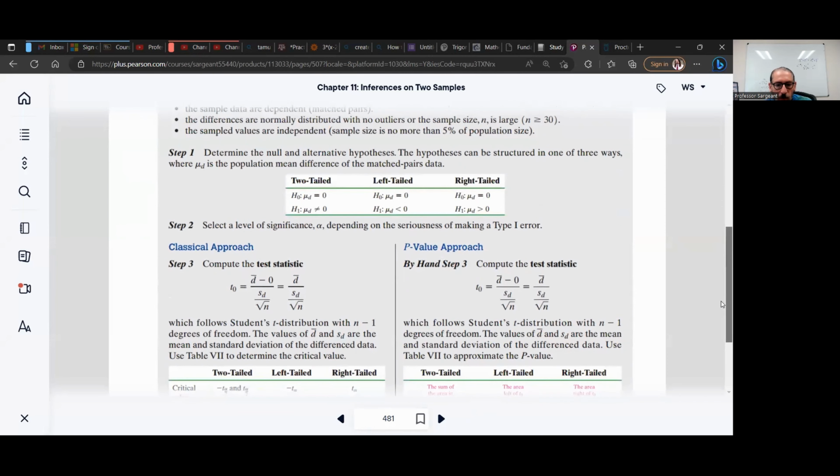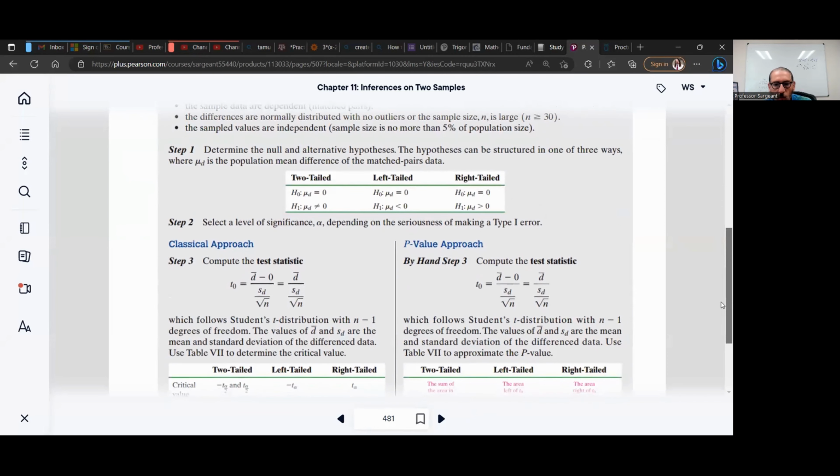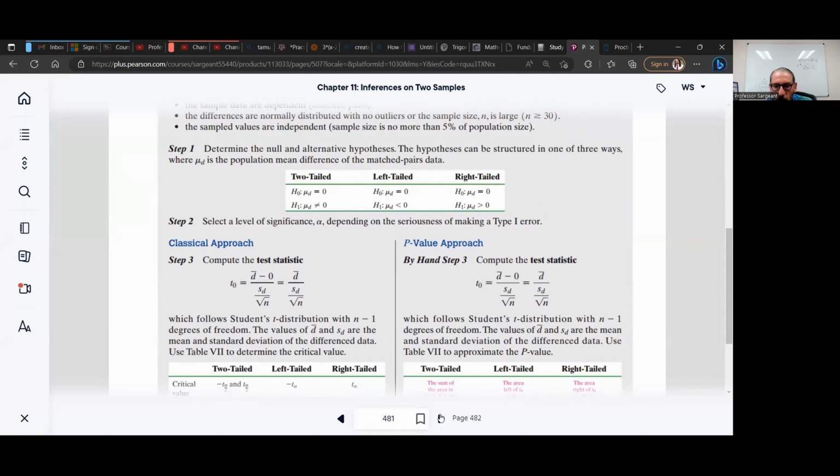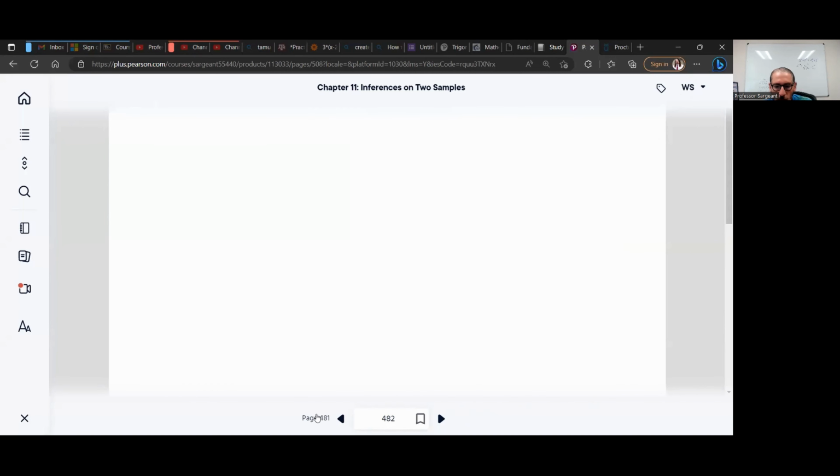But notice here, we are seeing what I just wrote out. Conditions.